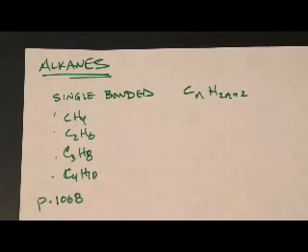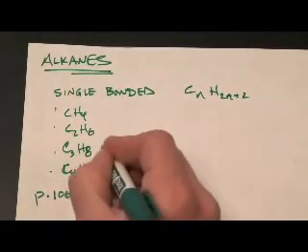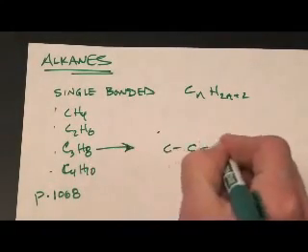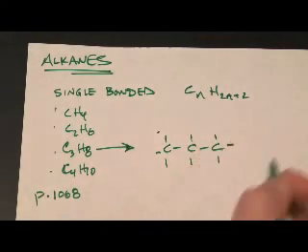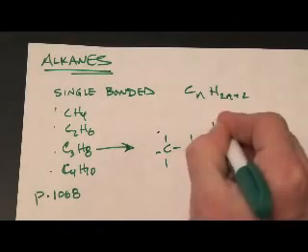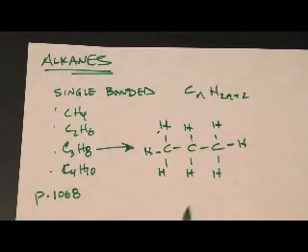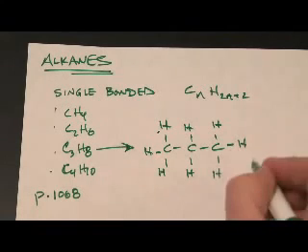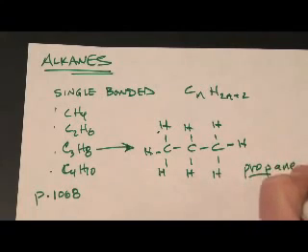Now, a couple of characteristics about these alkanes. When you draw the structural formula for them, make sure that you only put single bonds between them, three carbons in a row, and then take your hydrogens and bond them around the carbons, so all the carbons always end up having a total of four bonds around them. This is the expanded structural formula for an alkane called propane. Prop meaning three, ane meaning that it's all single bonds.